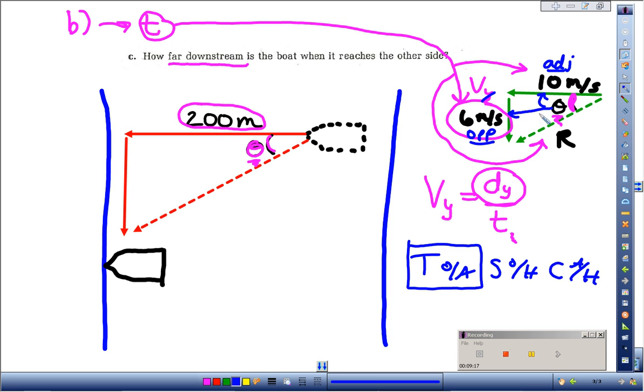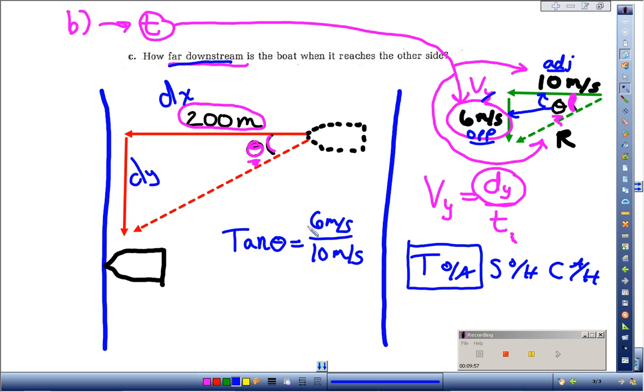And then once you solve for that angle, you can now use that same angle here and break it down to find this displacement. Because that's what they want to know. How far downstream have you gone? In other words, what is your displacement in the vertical direction? We already know the displacement horizontally, and now we want to find the vertical displacement. So you can find that angle by doing this. The tangent of the angle is equal to the opposite side, which is 6 meters per second, divided by the adjacent side, which is 10 meters per second. And if you run that through your calculator, the tangent of this angle ends up being 0.6.